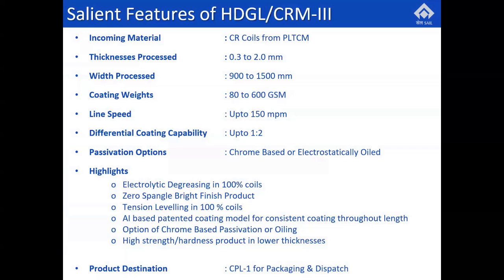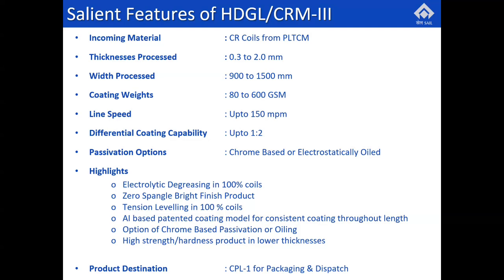In HDGL, we process from 0.3 to 2 mm of thickness, and commercially we process from 900 to 1500 mm width. Coating weights, the line is designed for coating weights of 60 to 600 GSM. Commercially, we have produced 80 to 600 GSM. Line speed is designed up to 150 MPM. This again is subject to several constraints I will be detailing in the later part of the presentation.